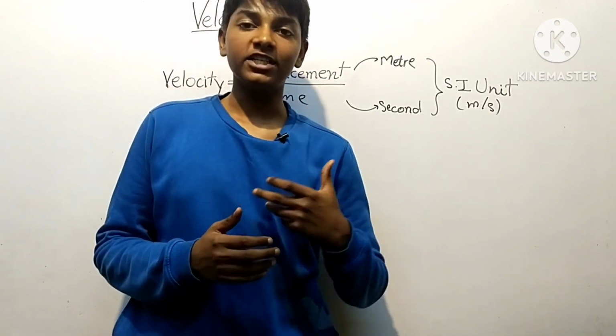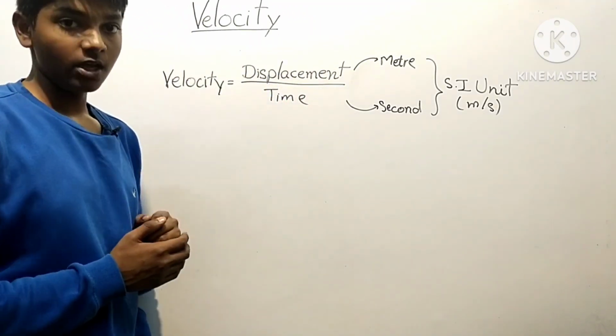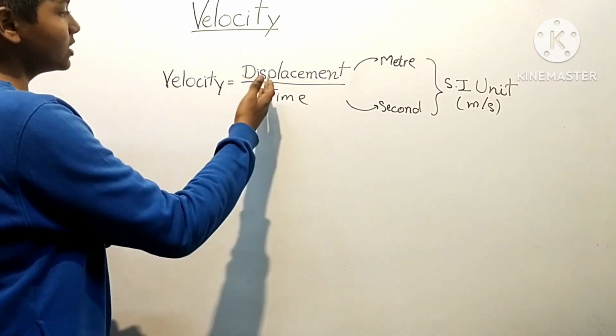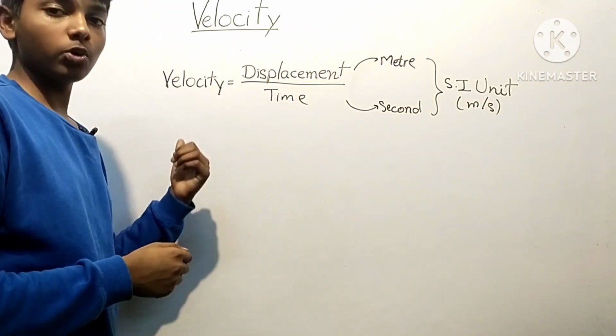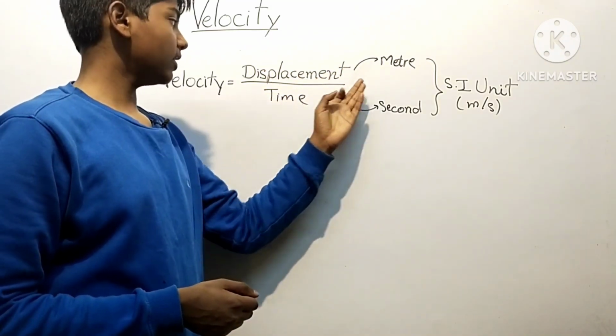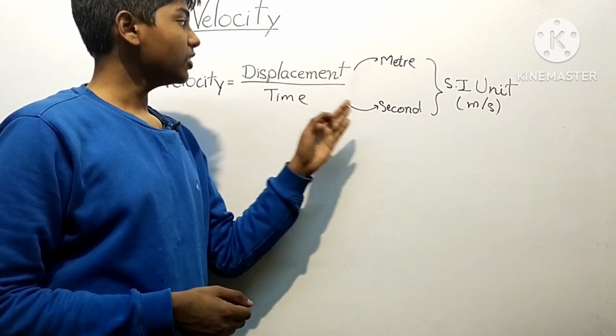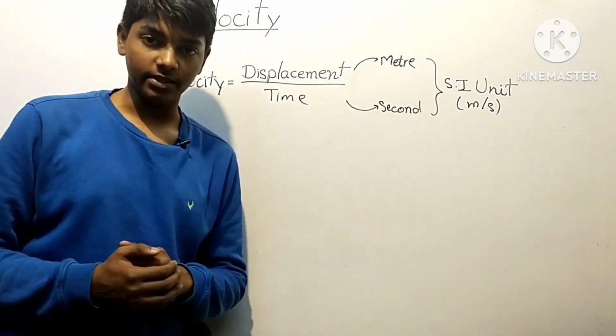Now our next point is velocity. Velocity is the rate at which an object displaces. So we express velocity as displacement upon time. As displacement is a vector quantity, velocity is also a vector quantity. The SI unit of displacement is meter and that of time is second. So the SI unit of velocity is meter per second.